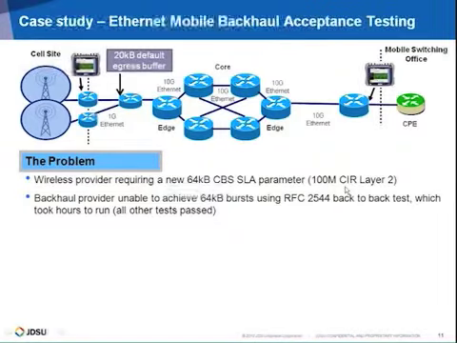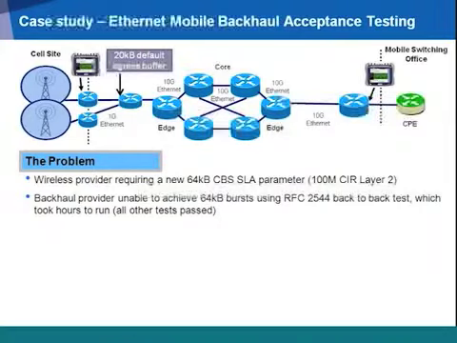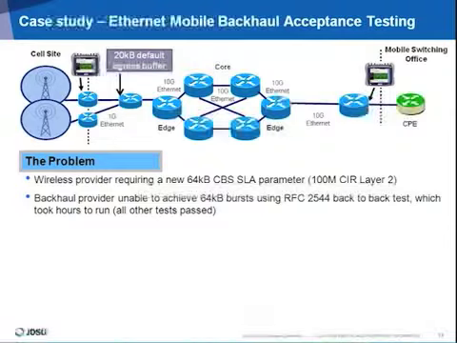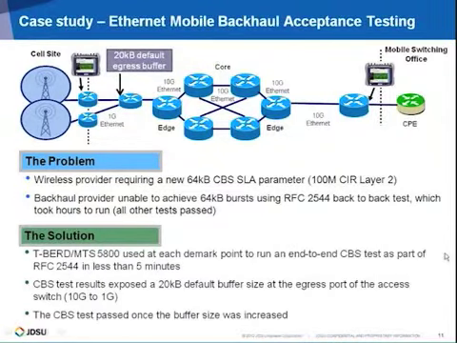So they tried to do so by using the back-to-back test found in the RFC 2544. And they ran into several problems. First, it was taking hours to actually run this back-to-back test as it was specified by the RFC 2544 several years ago. And secondly, the test was failing, and they were unable to burst 64 kbytes without losing packets or dropping any frames. So we helped them run a CBS test from end to end, a new CBS test that we're going to show you as part of our RFC 2544.